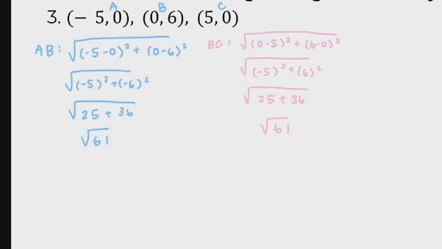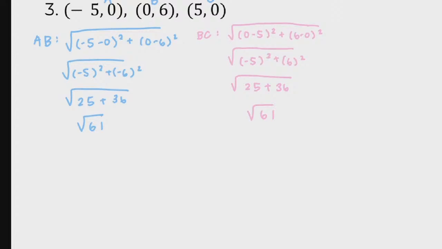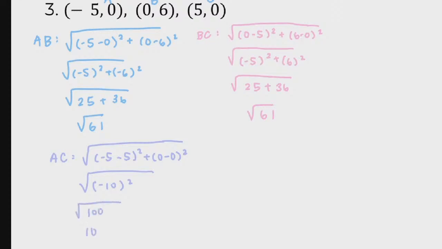And then the last one we have to find is AC. So that'll be negative 5 minus 5 squared plus 0 minus 0 squared. So that is square root of negative 10 squared, which is square root of 100, which is 10. So we're looking at these three lengths, or the distance that we got. Two of them are the same, so that means this is an isosceles triangle.